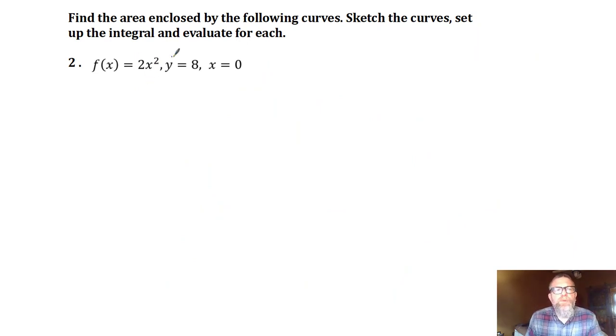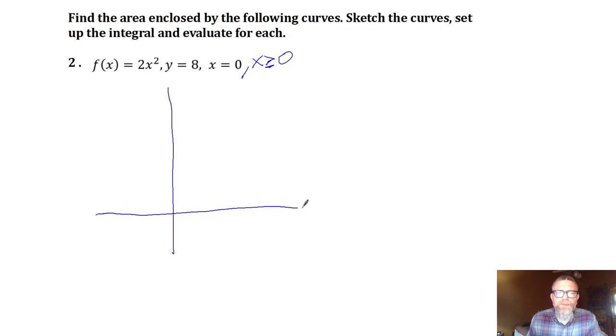So f of x equals 2x squared, y equals 8, and x equals 0. So once again, I'm going to make a sketch, and let's also give a stipulation: x is greater than or equal to 0. That way we're just looking at the area in the first quadrant. You'll see what I'm talking about in just a second. All right, so let me go 1, 2, 3, 4, 5, 6, 7, 8.